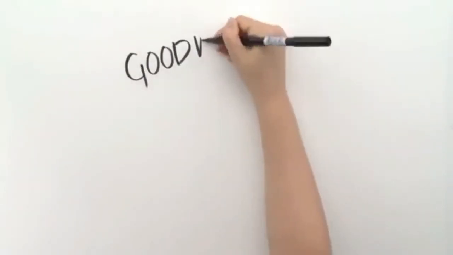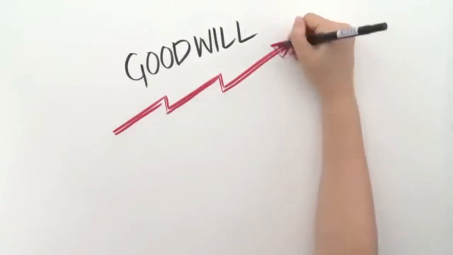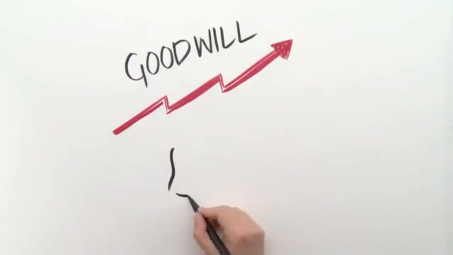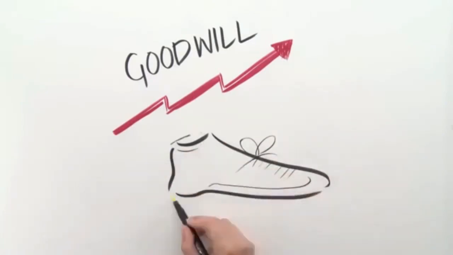Of course, it's not all about savings. What's missing from this equation is that goodwill towards your company will go up. That's what helped Zappos go from 0 to $1 billion in 10 years.